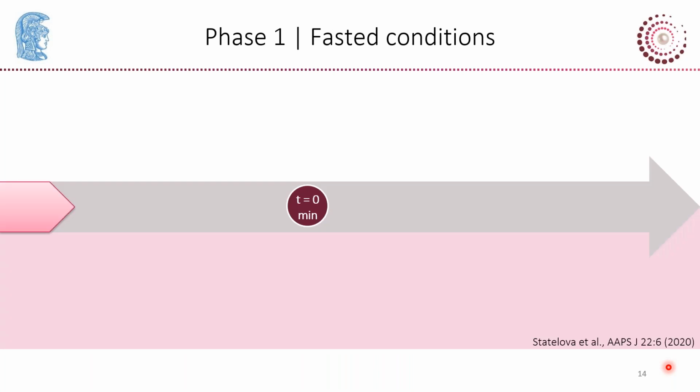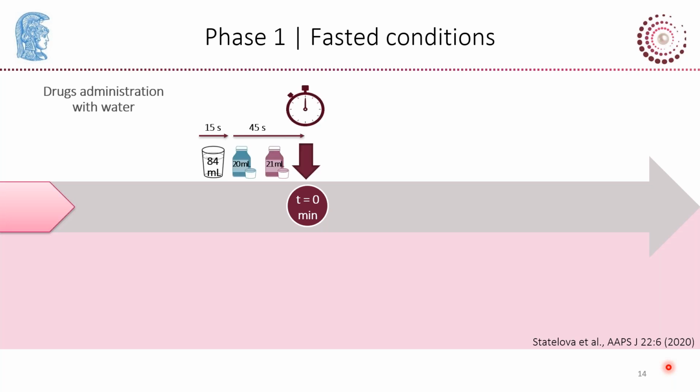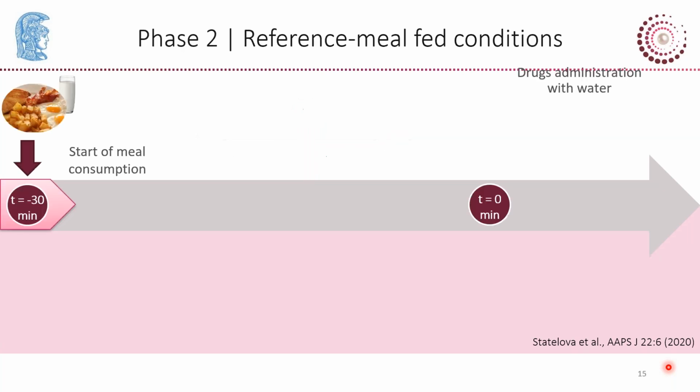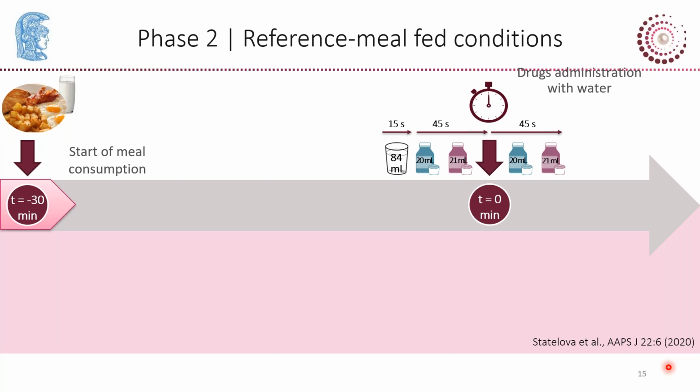In phase 1, the formulations were administered with water. So the total fluid volume of the administered formulations and the water was 250 ml in the following manner within 2 minutes. So the formulations were administered sequentially without time gaps in between, and time zero was just after the completion of the first minute. In phase 2, the formulations were administered as described for phase 1, but 30 minutes after the initiation of the ingestion of the FDA meal with a total caloric content of about 1,000 kilocalories.